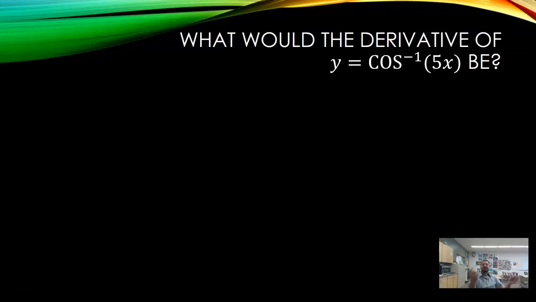So if I wanted the derivative of the inverse cosine of 5x, what we see here is, you can see we've got a 5x in the parentheses. So that means that there's going to be a chain rule of some sort. Now, in order to apply that chain rule, what we do is we leave the derivative the same.